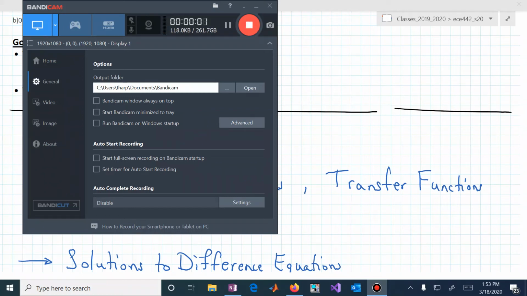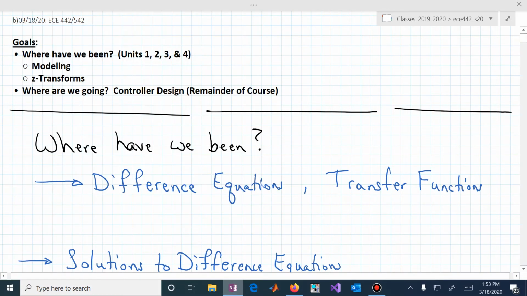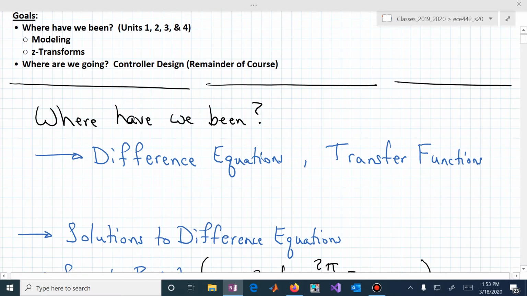Welcome back to ECE 442-542. We are beginning now Unit 5, and what we want to do is remind ourselves where we've been, and that's with respect to modeling in the discrete time setting and z-transforms, both z-transform and inverse z-transform. That's Units 1 through 4, and where are we actually going to go with the remainder of the course.